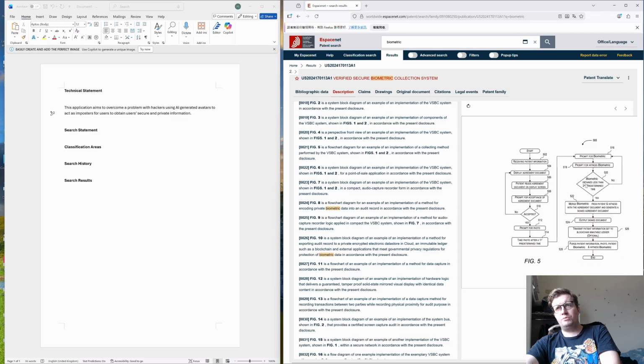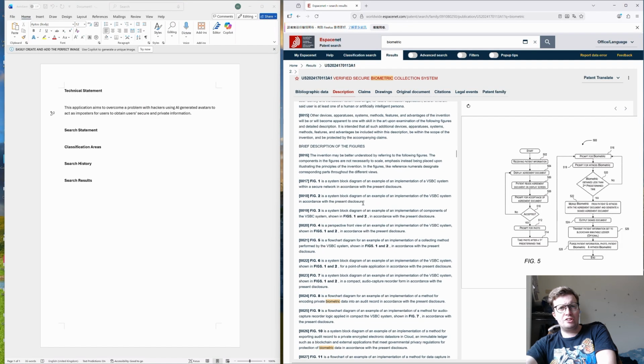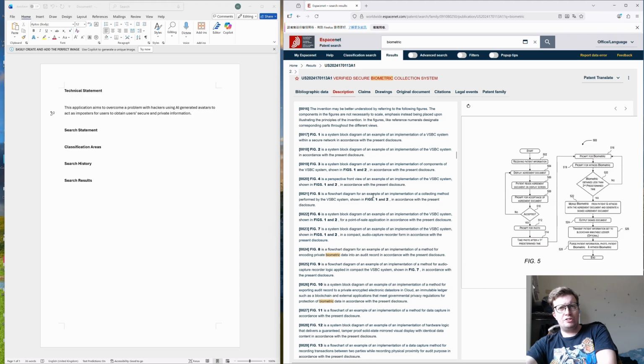So we've got patient information, so I'm assuming this is for a hospital. Figure 5, let's take a look. Flowchart diagram, for example, of an implementation of a collecting method performed by a BSBC system shown in figures 1 and 2 in accordance with the present disclosure. I don't know what BSBC stands for, but we can look that up in a minute.